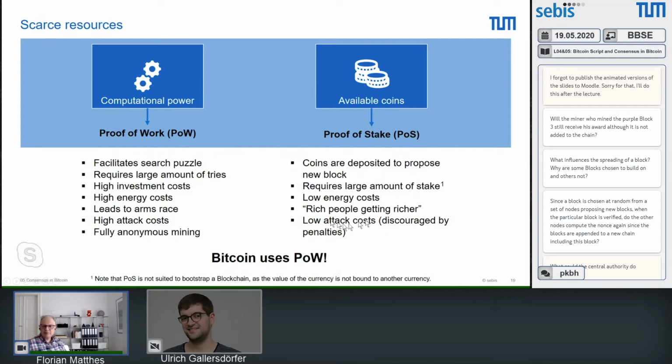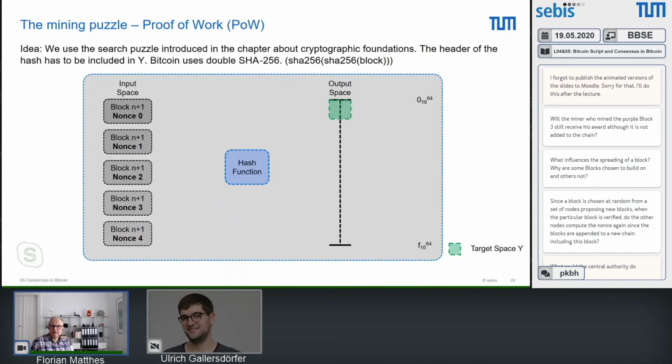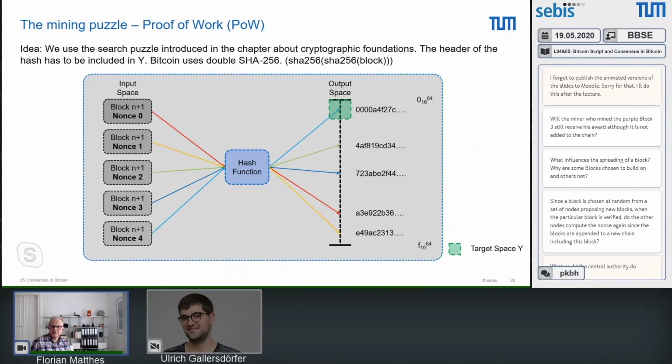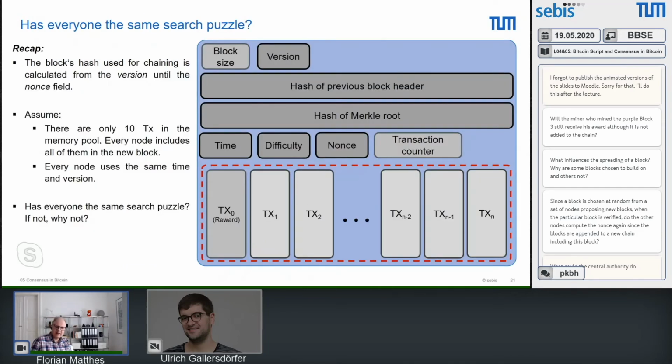So I think these are essentially the two options. And as I said, this option only makes sense if the currency is already established. So sometimes you switch between proof of work and proof of stake. Okay, so this is the mining puzzle repeated. I think we already talked about this. And then I think we have an important point.